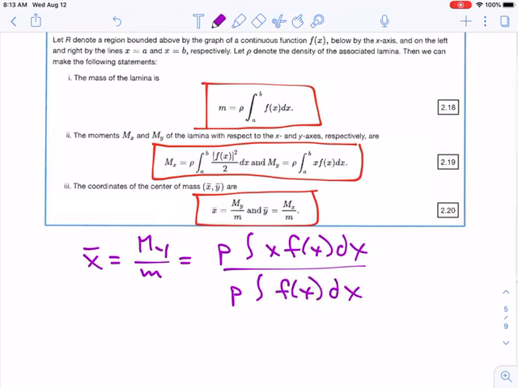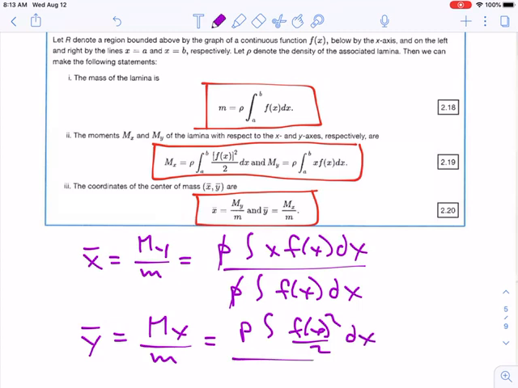Well, guess what? The rho's cancel out. So when you're actually doing these calculations, you can disregard the densities because the densities are always going to cancel out. And the same thing, of course, is going to happen when you do the calculation for the y coordinate of the center of mass. You're going to have rho times f of x squared divided by 2 and rho times the integral of f of x dx, and the rho's are going to cancel out. So the density really doesn't figure into the calculation for the center of mass at all.